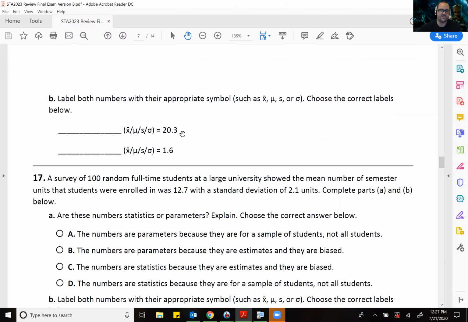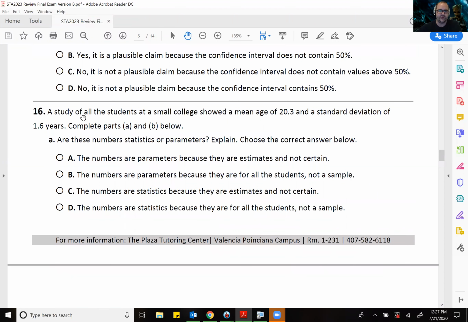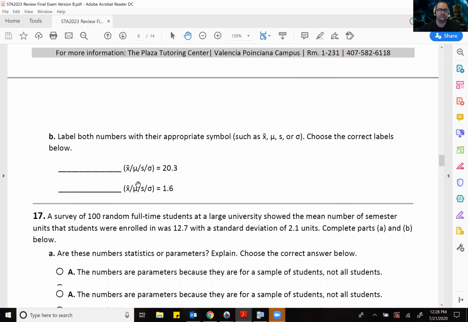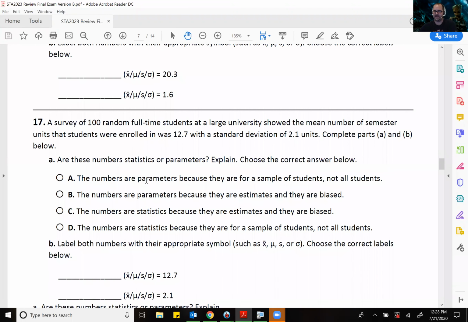Mu equals 20.3. And in this blank down here, this is all about the standard deviation, the standard deviation of 1.6 years. So in here, you're going to select sigma equals 1.6. Okay. And there we go, number 17, moving on.